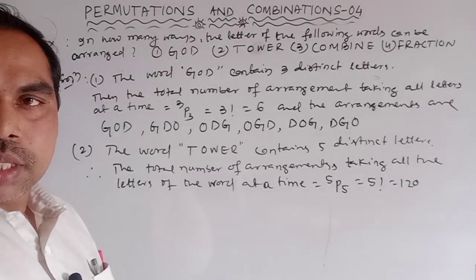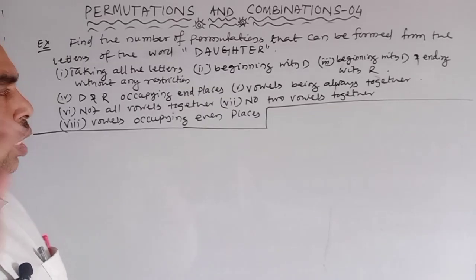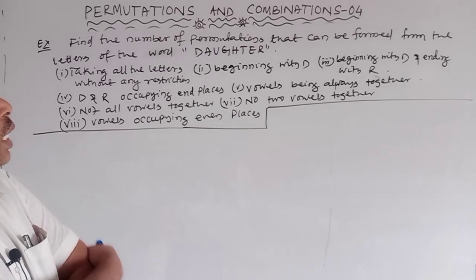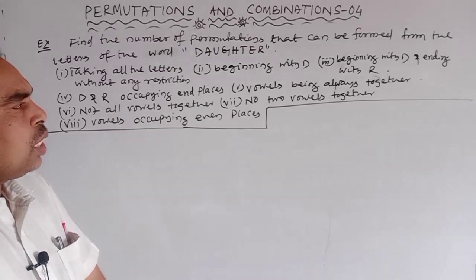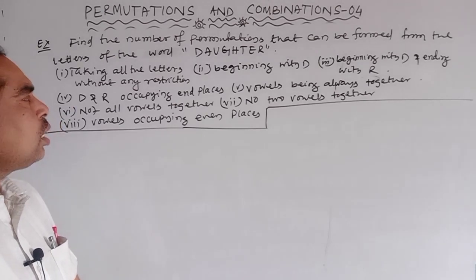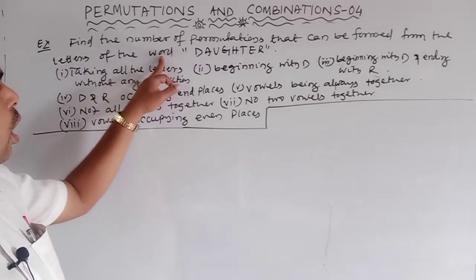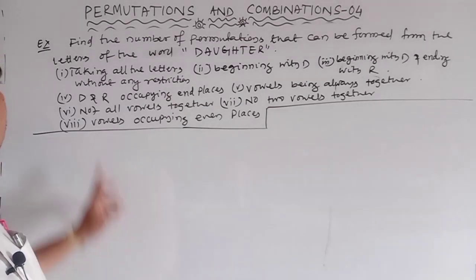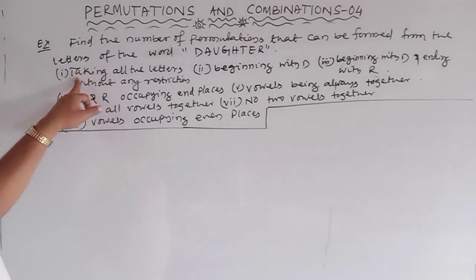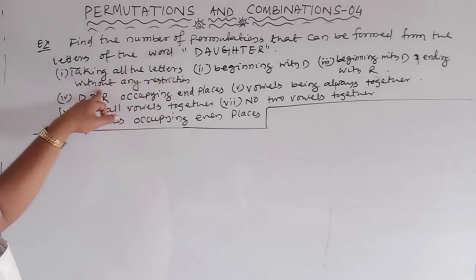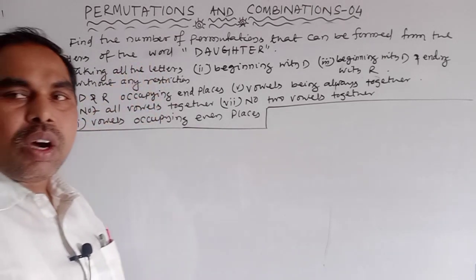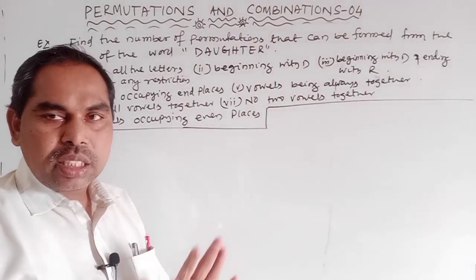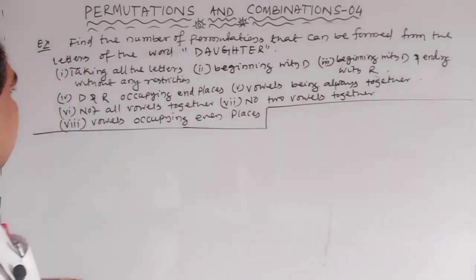Okay. This is a very interesting question. Find the number of permutations that can be formed from the letters of the word daughter. Question number 1, taking all the letters without any restriction. No restrictions are there. Okay. So question number 1.